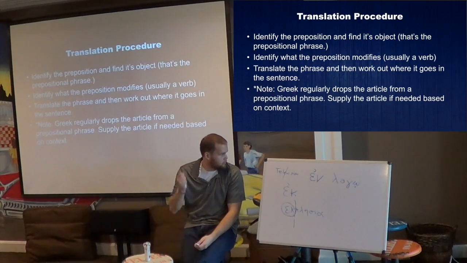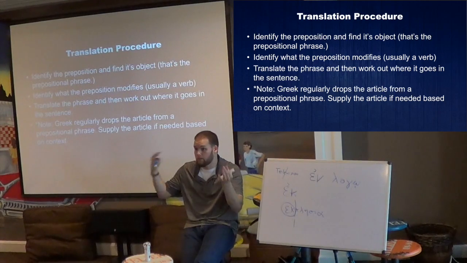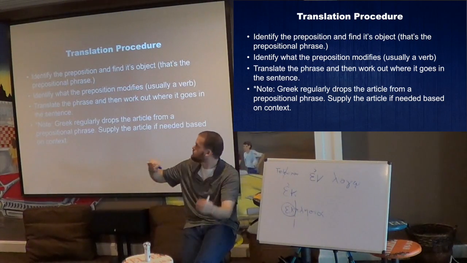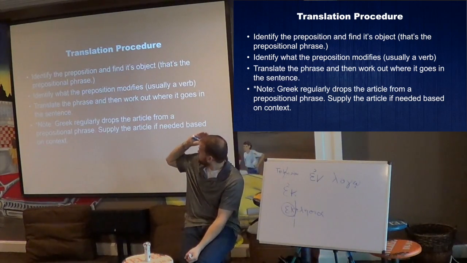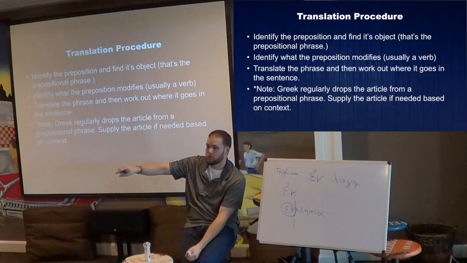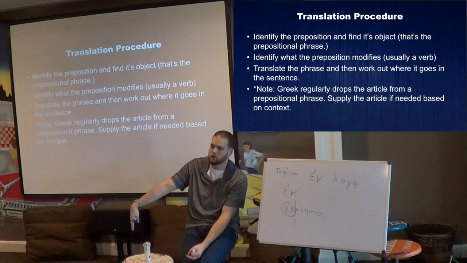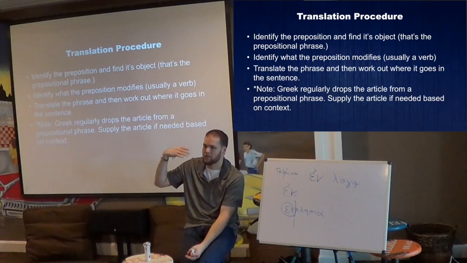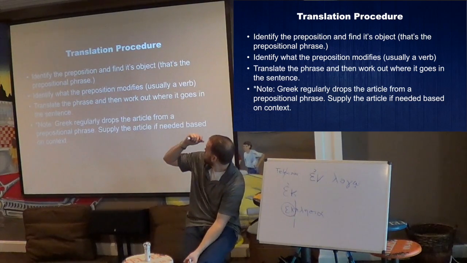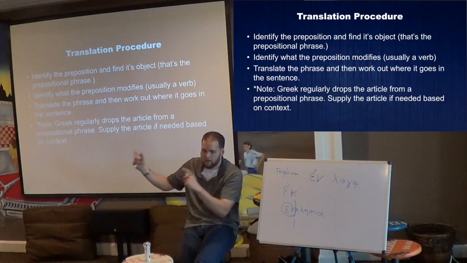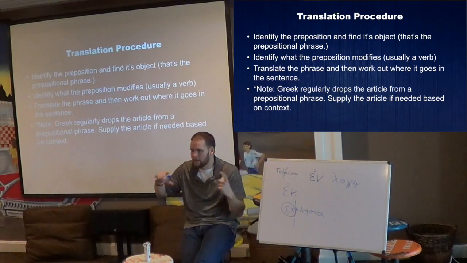Translation procedures. So when you come across a preposition and you're trying to translate it, first take note that it's a preposition. So you have to know your vocab. You have to know, okay, these words are prepositions, and when I see them, I need to be thinking about how they function. First thing is find its object. Usually it'll be the next few words.